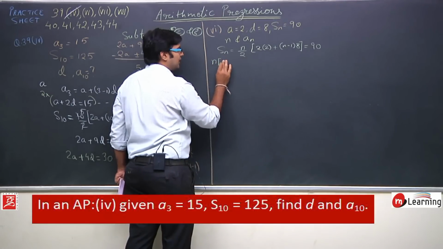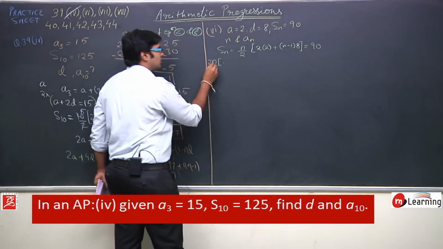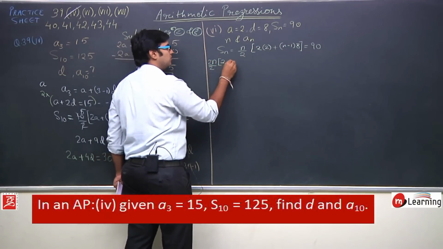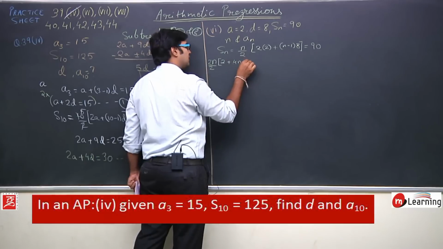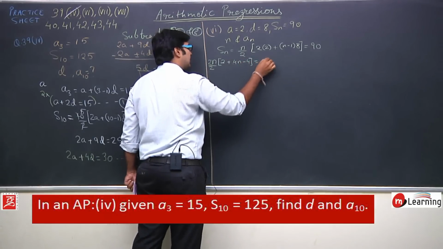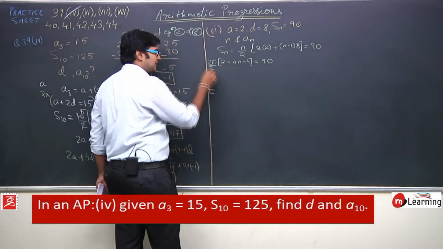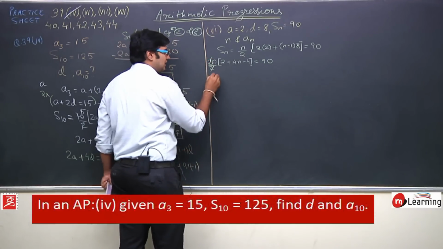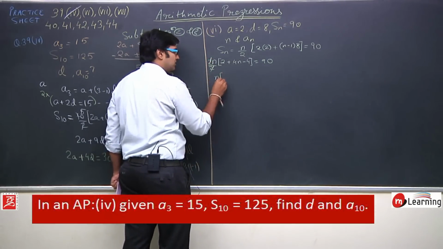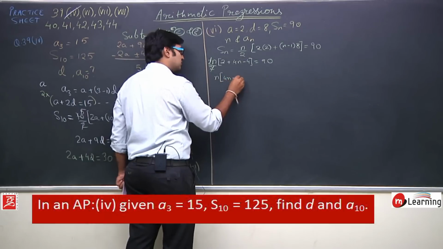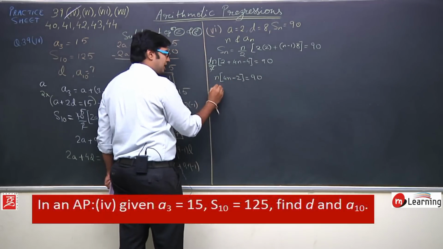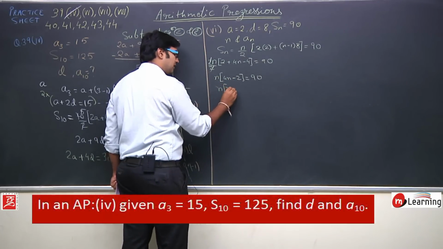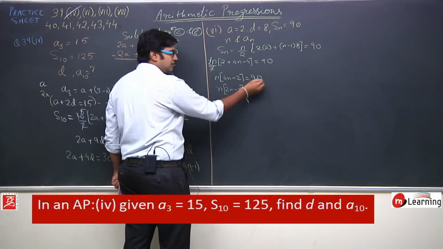Now, what I can do is, this will become 4, or what I can do is take 2 as common. So 2n upon 2 in the bracket 2 plus this will be 4n minus 4 is equal to 90. This expression we get, and 2 and 2 cancel, so it will become n into the bracket 4n minus 2 is equal to 90. So again I can take a 2 common. It will become 2n minus 1 and that 2 we divide on this side.